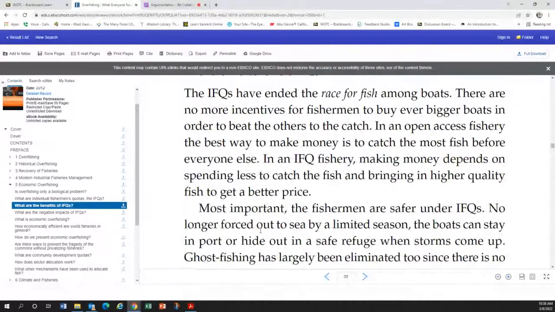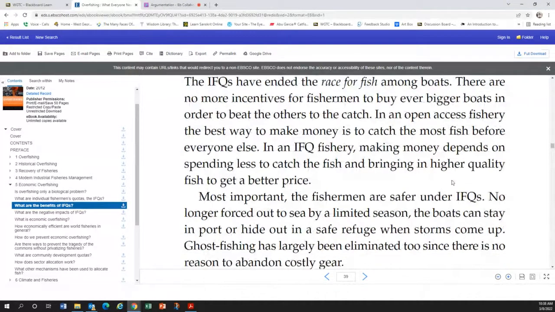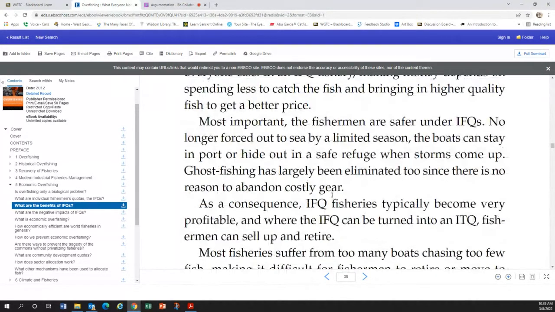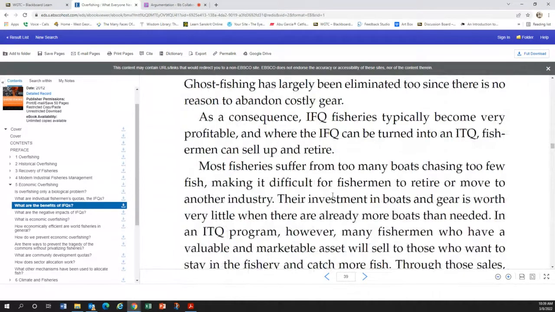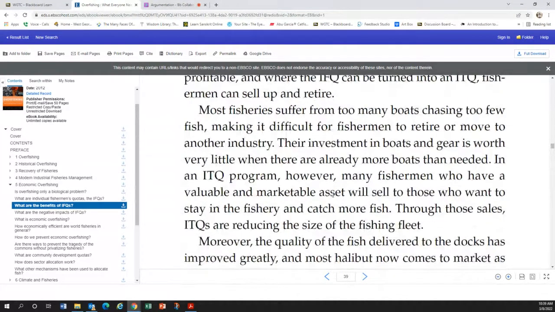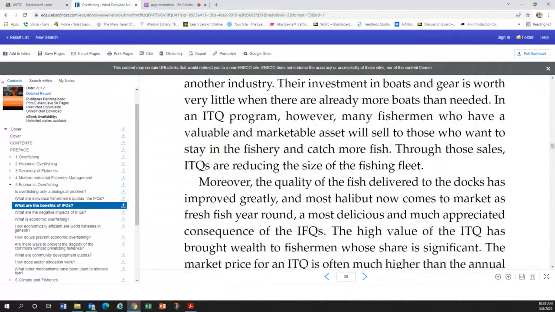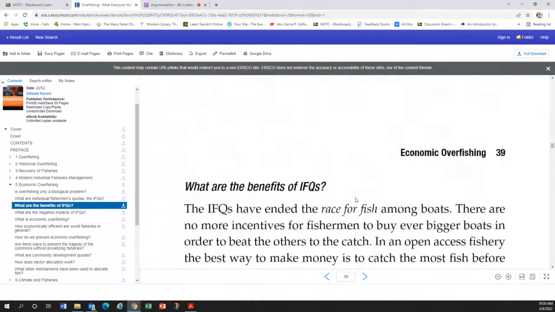Okay. So an IFQ is a quota that they put, so you can only get a certain amount of fish. If you can only get a certain amount of fish, that means you want to get the best fish possible in order to meet the quota, so you'll be more selective about which fish you take, and more fish will endure. Most fisheries suffer from too many boats chasing too few fish. Through those sales, ITQs are reducing the size of the fishing fleet. Okay, sounds like this is a solution, right?